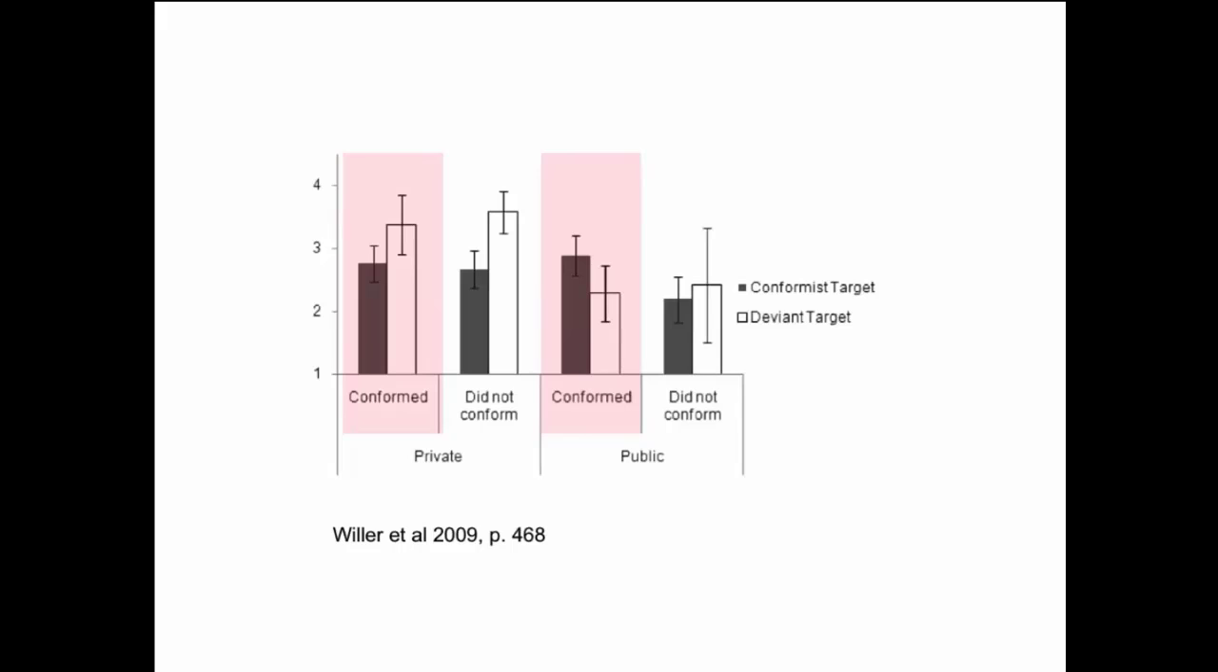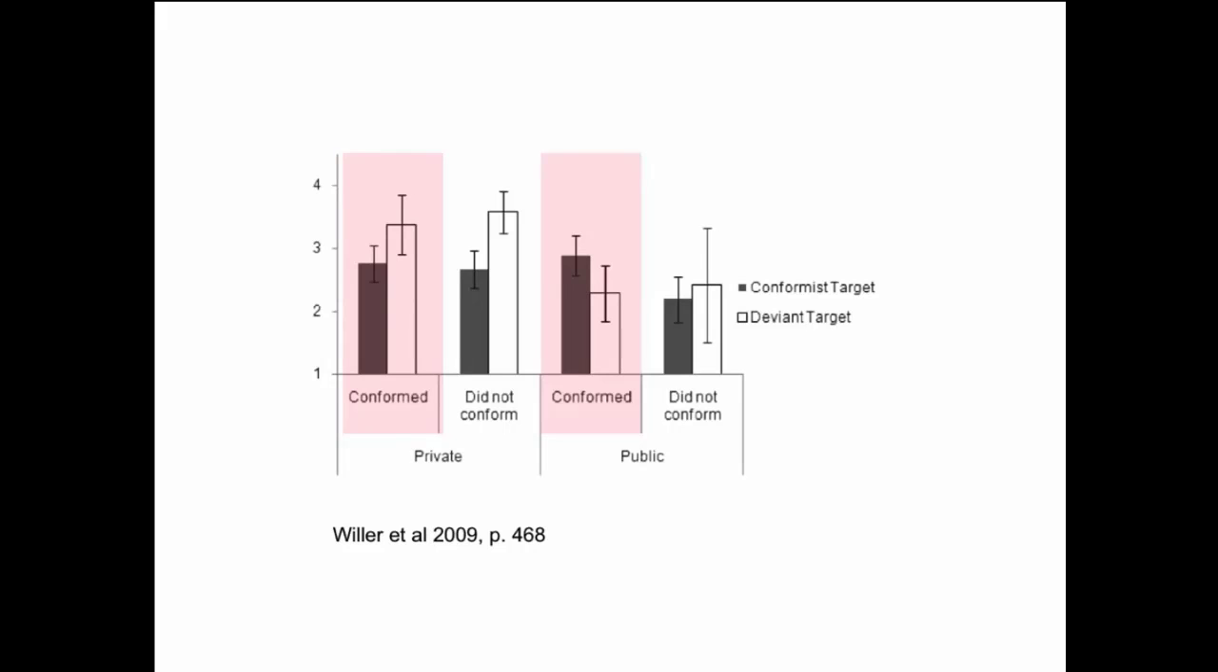Okay, so now let me show you the full graph. Let's focus on these 2 highlighted areas. I explained the one at the very left. These are people who conformed, who succumbed to social pressure, and how they rate either the conformist or the deviant target, but they did so in private. And now you see on the other side, further to the right, how these ratings looked in the groups where individuals judged others in public, where others could see.